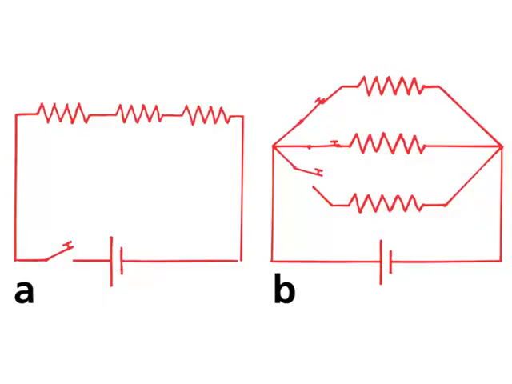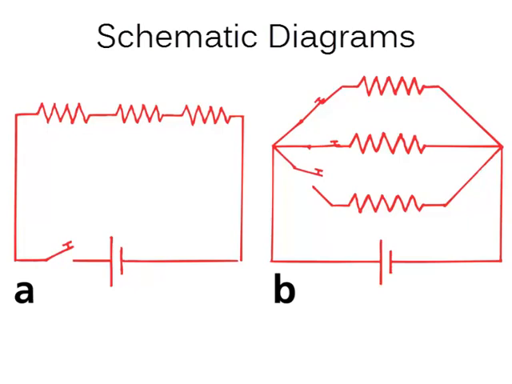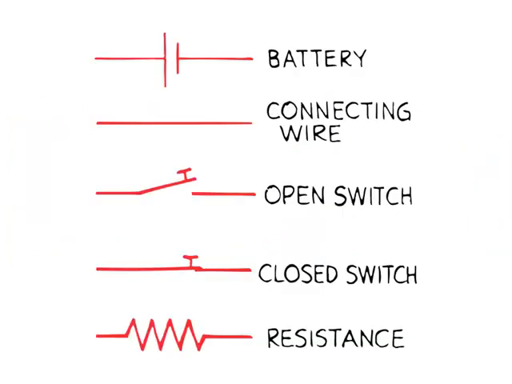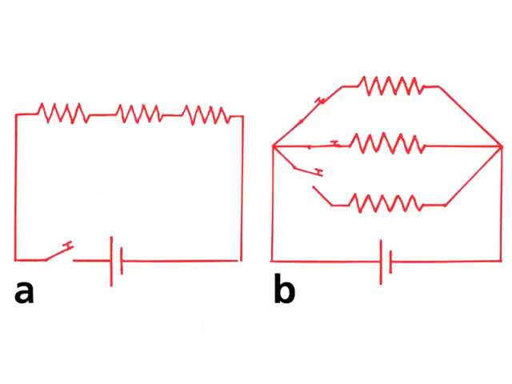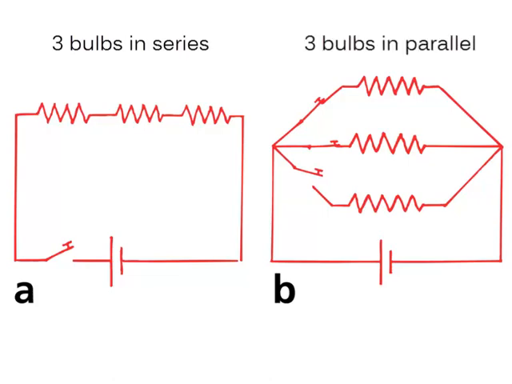Electric circuits are frequently described by simple diagrams called schematic diagrams. Resistance is shown by a zigzag line, and ideal resistance-free wires are shown with solid straight lines. A battery is shown by a set of short and long parallel lines, the positive terminal with a long line and the negative terminal with a short line. These schematic diagrams represent a circuit with 3 lamps in series and a circuit with 3 lamps in parallel.